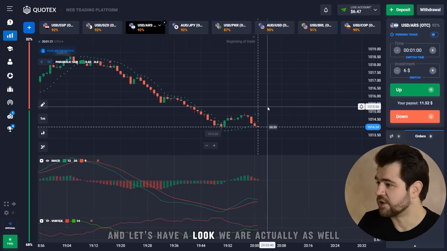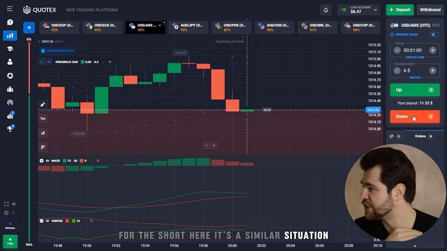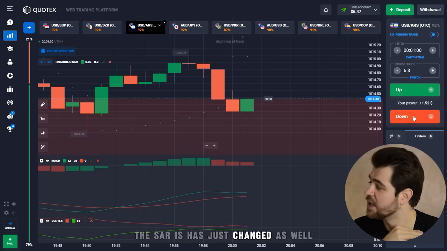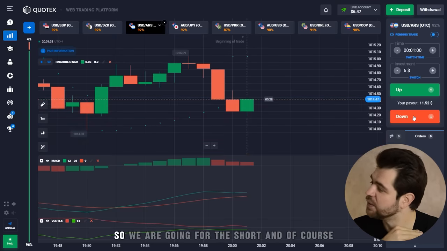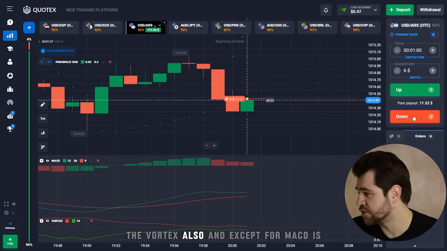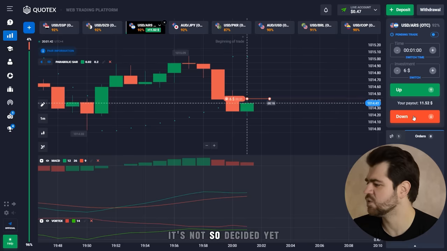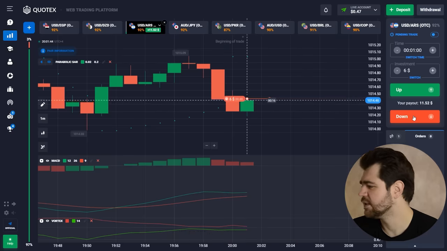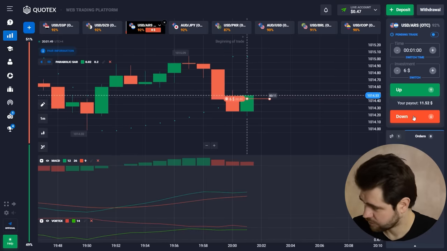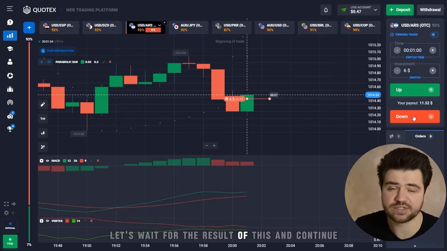And let's have a look. We are going for the short here as well. It's a similar situation. The SAR has just changed, so we are going for the short. And of course the Vortex also, except for the MACD, it's not so decided yet. It kind of looks up a little bit, but yeah, it'll come around probably. Let's wait for the result of this and continue.